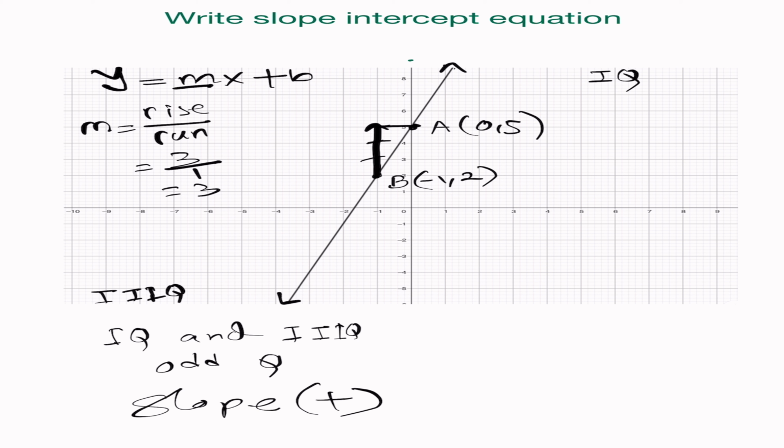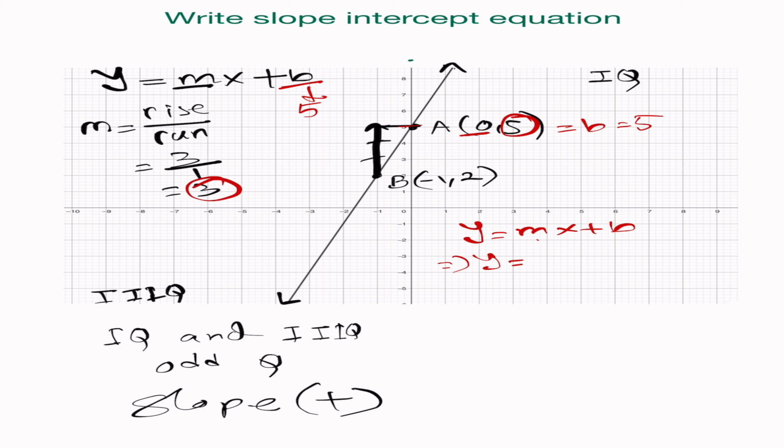which is 3. Now our y-intercept b: when x is 0, in point A, y is 5. So b is 5. Now we can write y equals mx plus b. We found the slope is 3, so y equals 3x plus 5.